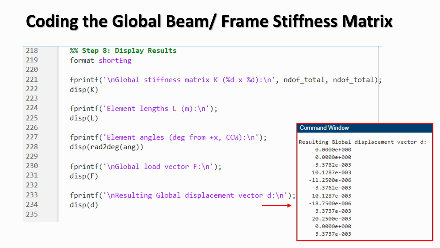Next, we display the global load vector to confirm that all applied loads have been included as expected. And finally, we show the global displacement vector d, which contains the computed movements of every node. In our case, translations are given in meters and rotations in radians, with zeros appearing at the restrained supports and small non-zero values at the free nodes.